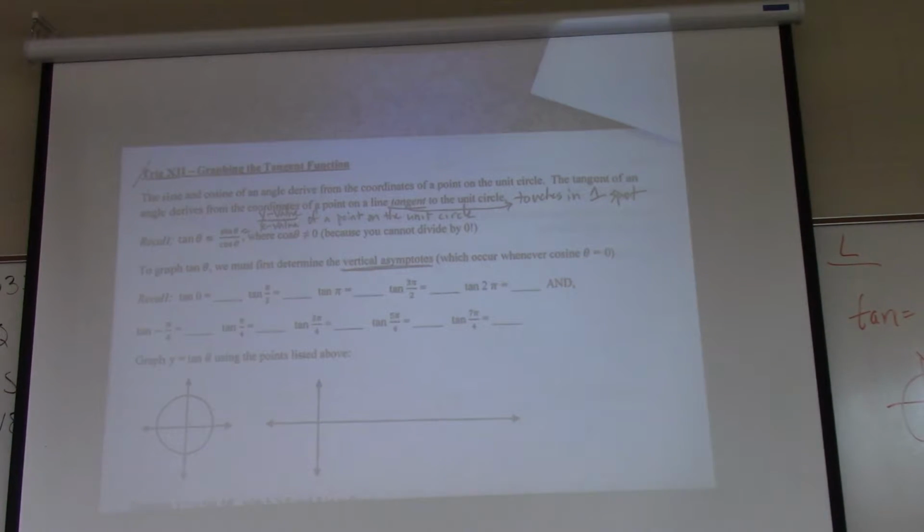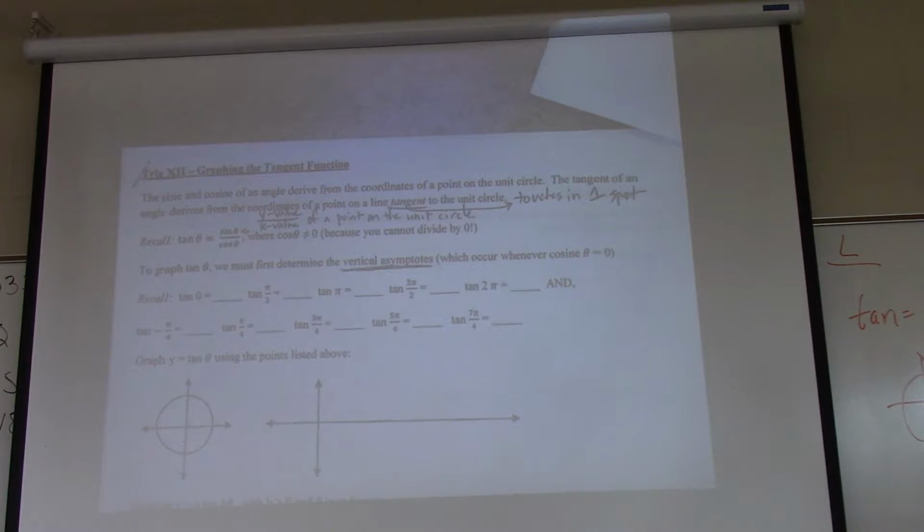Now, first thing you need to do is go to mode and make sure you're in radians. Go to mode on your calculator and make sure that you are in radians, which means it's highlighted in black. If you are, then you can go right to these and literally type in tangent 0, tangent pi over 2, tangent, etc.